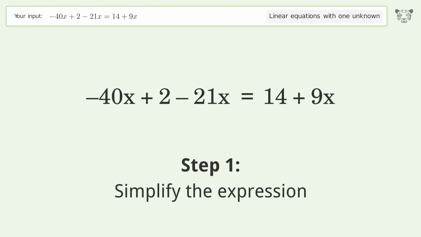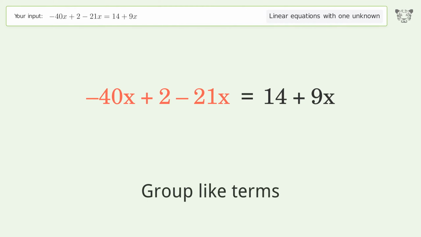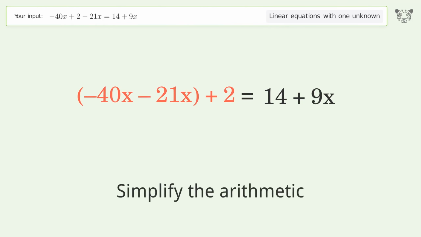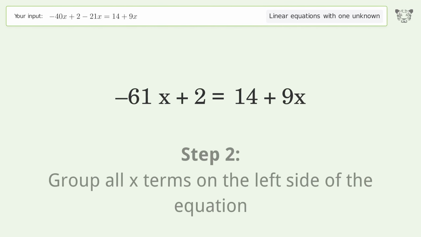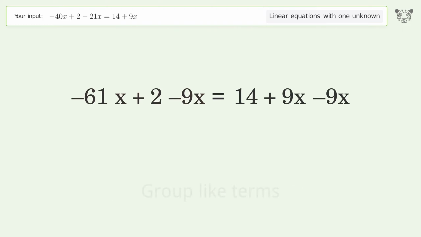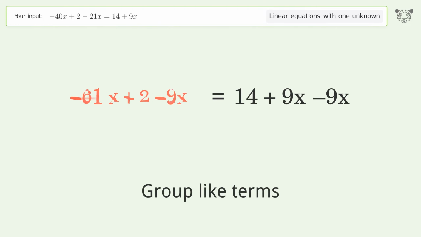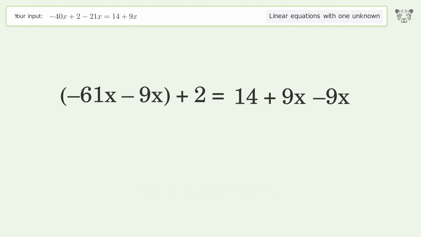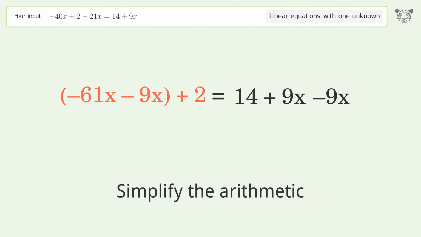Simplify the expression. Group like terms. Simplify the arithmetic. Group all x terms on the left side of the equation. Subtract 9x from both sides. Group like terms. Simplify the arithmetic.